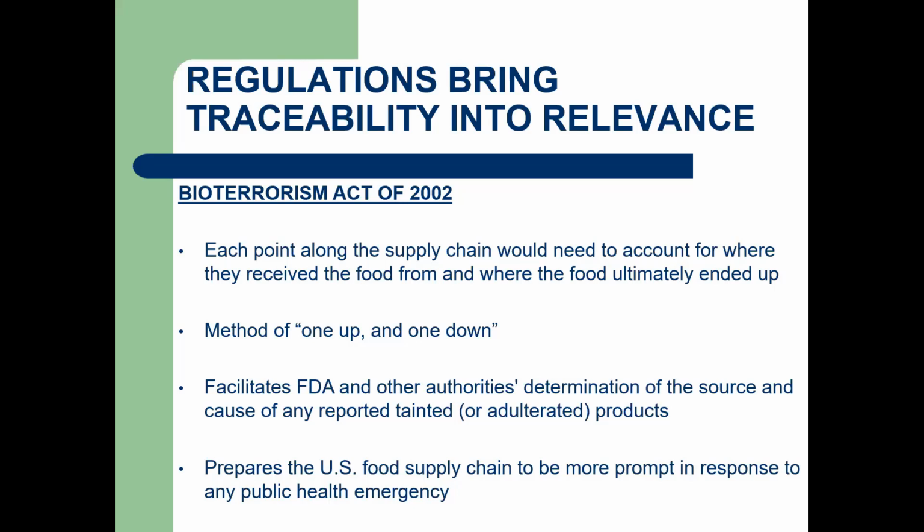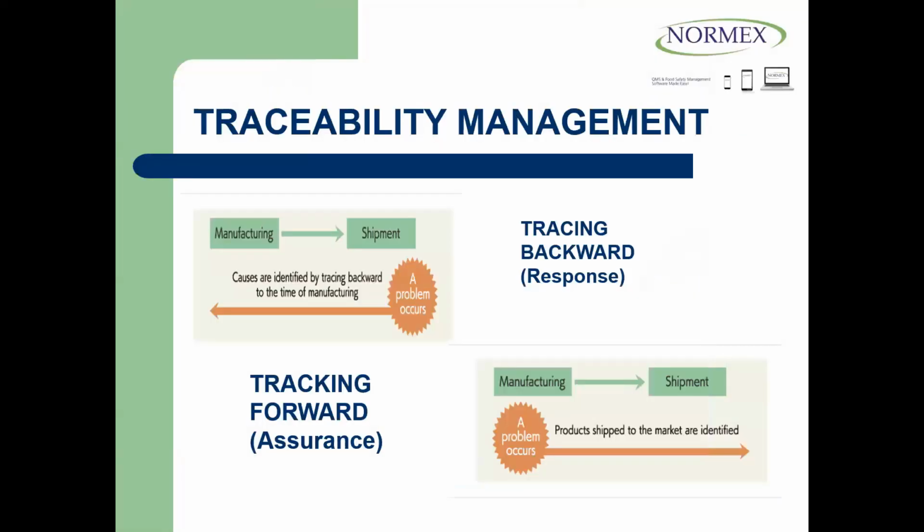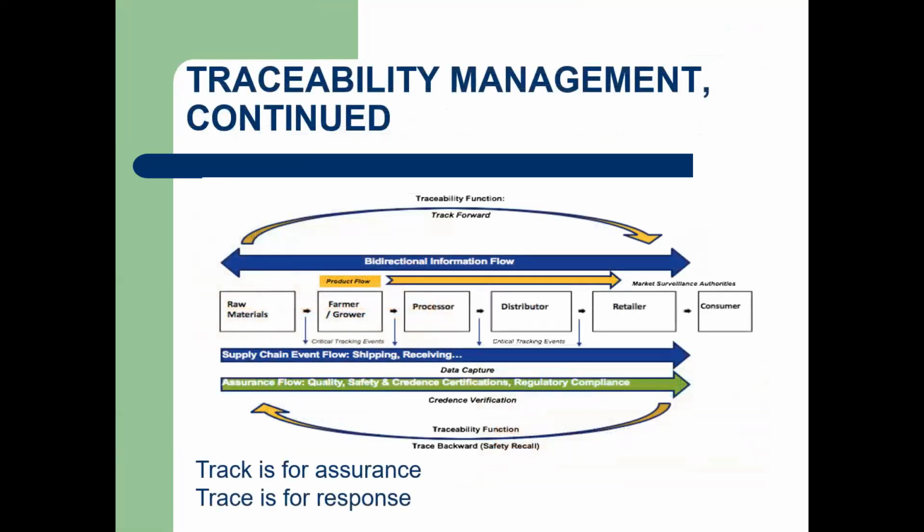If I want to be able to have transparency all across my supply chain, then you can essentially do that. It prepares the food supply chain to be more prompt in response to any public health emergency. So what is traceability management? Traceability management is tracing backward and tracking forward. It looks really simple in those two words, but from my point of view, tracing backward is your response if anything occurs, and tracking forward is an assurance component that comes along with your traceability management program.